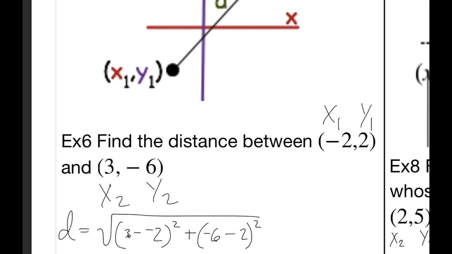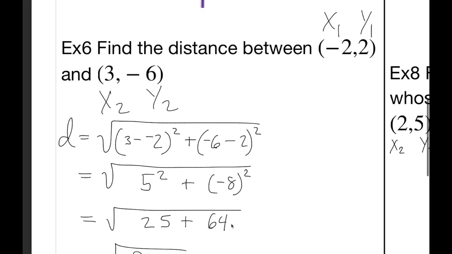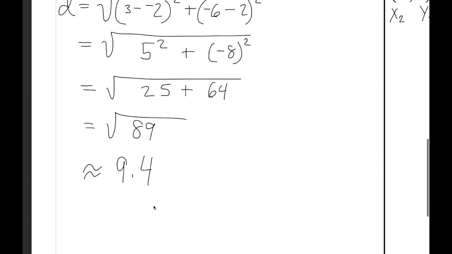x2 is 3. x1 is negative 2, so 3 minus negative 2 squared plus y2, which is negative 6, minus y1, which is 2 squared. Simplify, you get 3 plus 2, which is 5, and negative 6 minus 2, which is negative 8. Squaring them both, you get 25 and 64, and then add them, you get square root of 89.